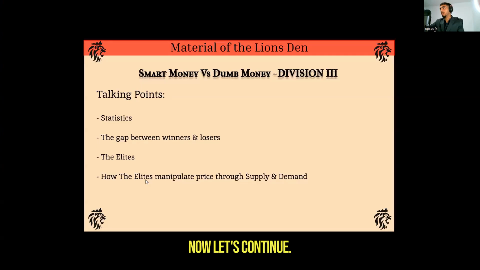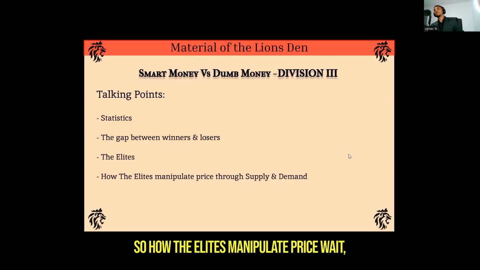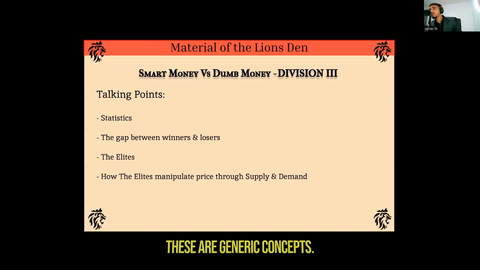Now, let's continue. So how the elites manipulate price. Wait, okay, let me just read real quick. So quick question, these are generic concepts, right? They would apply in the futures markets as well. Yes, these concepts would apply in the futures markets as well.